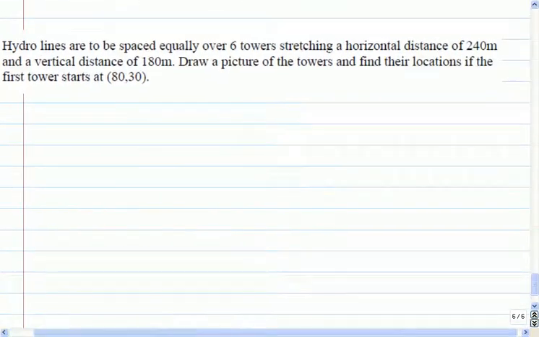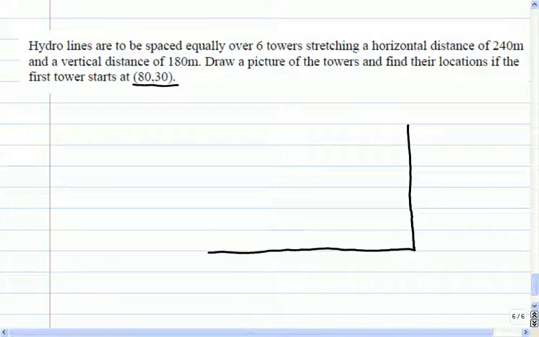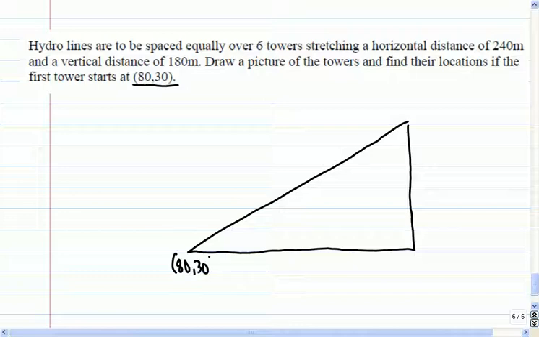Okay, so we'll try it again then. It's very similar. Hydro lines are spaced equally over 6 towers, stretching a total of 240 meters, and vertical distance is 180. So if the first tower doesn't start at the origin anymore, it starts at 80, 30. Let's find the locations. So let's just make a picture. And this is at 80, 30. And the distance here is 240, while the distance here is 180.